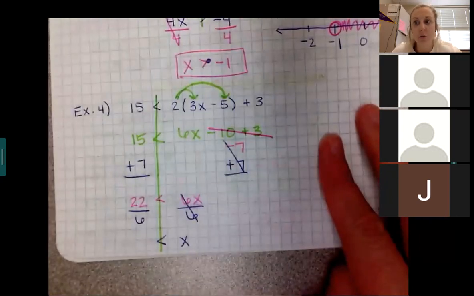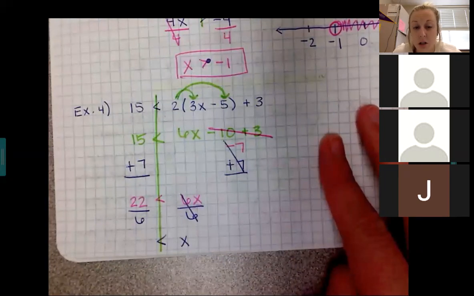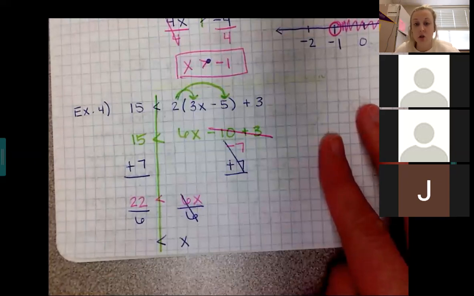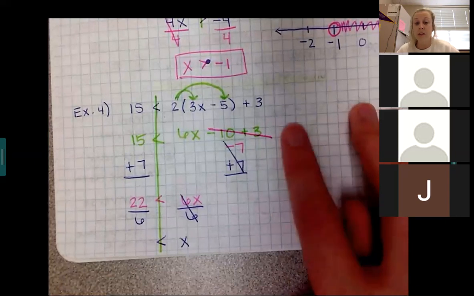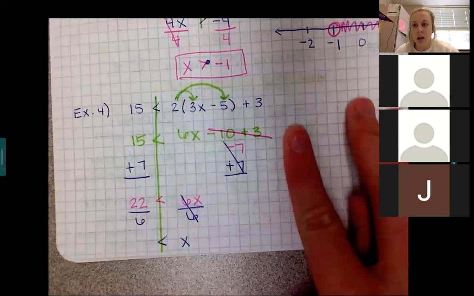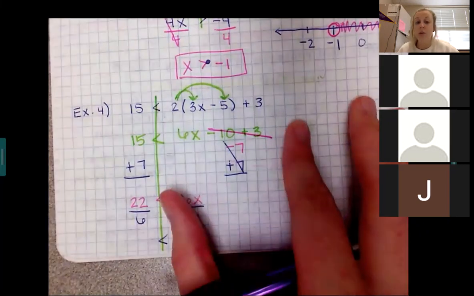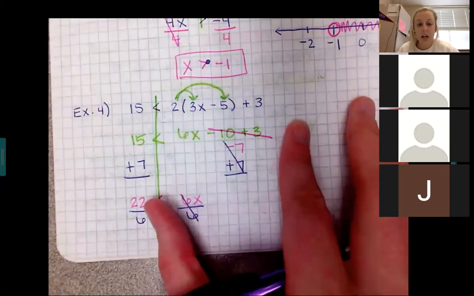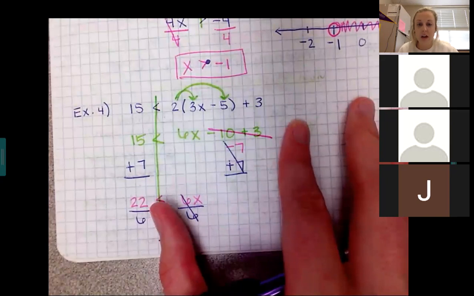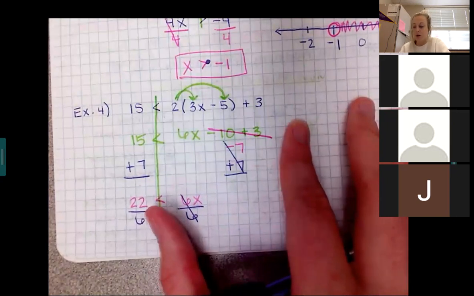All right, 22. Is 22 divisible by 6? Can I do 22 divided by 6 and get a whole number? No. So all I want y'all to do, I don't want you to grab a calculator and do the division. Because if you have a problem like this on your EOC, it's going to be on the non-calculator, okay? All I want y'all to do is see if we can reduce this. So look at 22 and look at 6. Is there a number that will go into both of those?